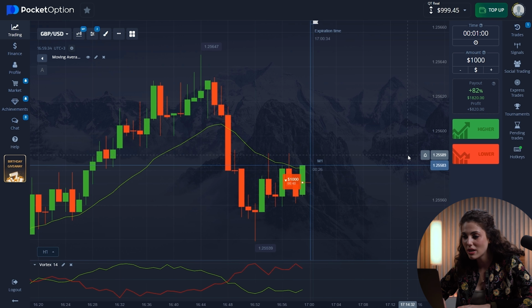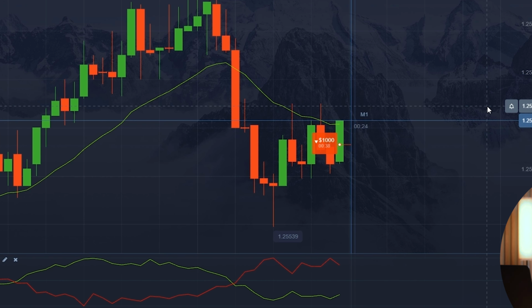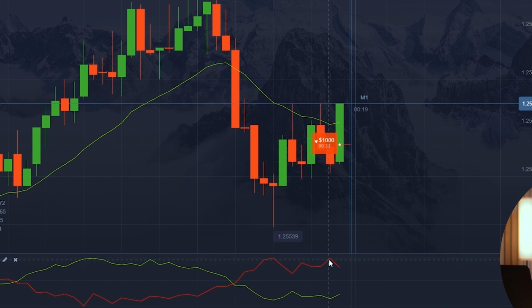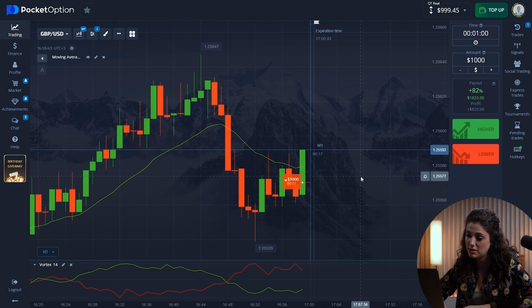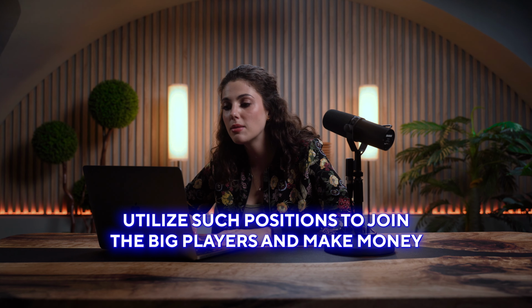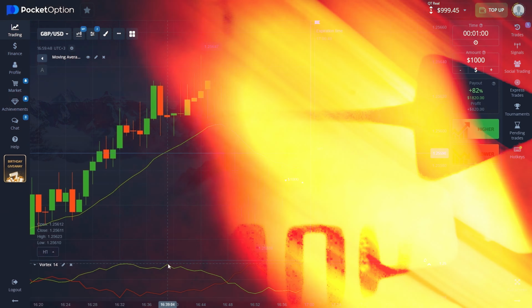I concluded this because the vortex signals a strong bearish trend. The trend sharply changed direction, breaking through support levels, indicating a strong buyer position there. Using such positions, we can join the big players and earn with them.